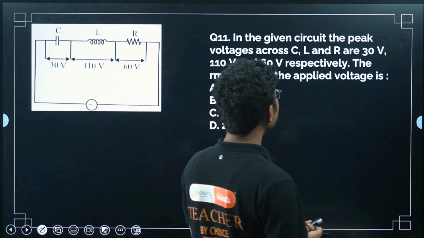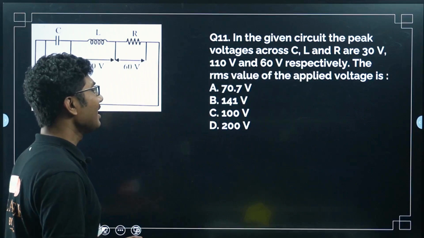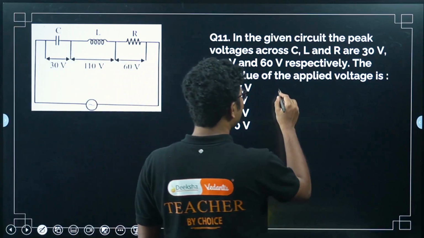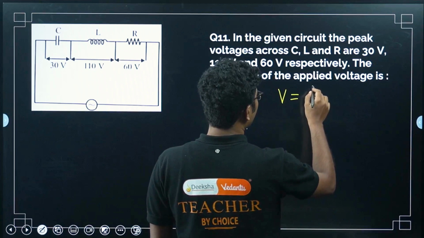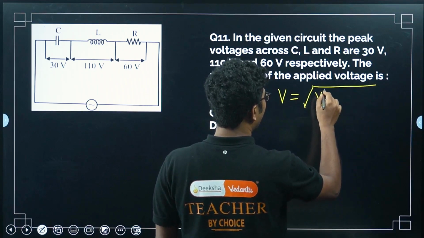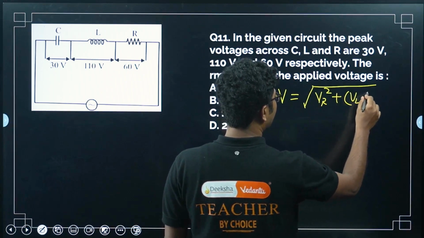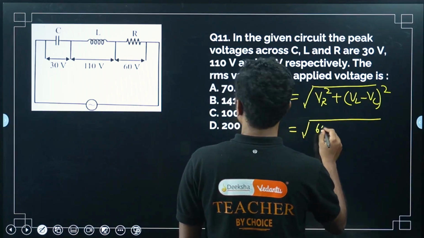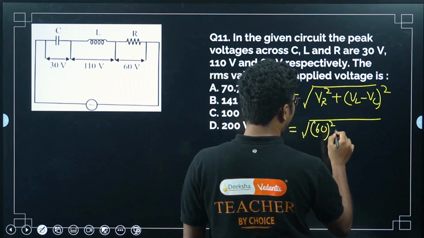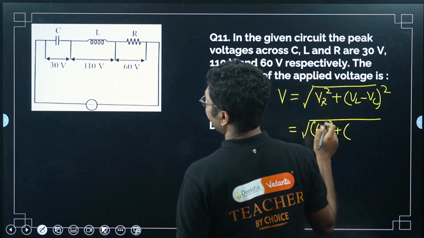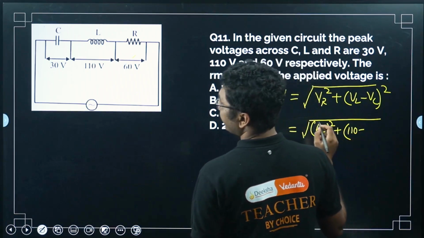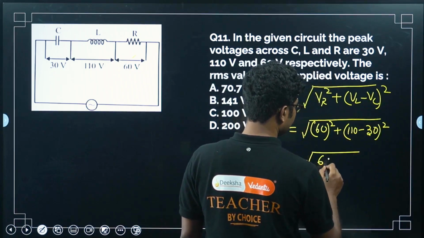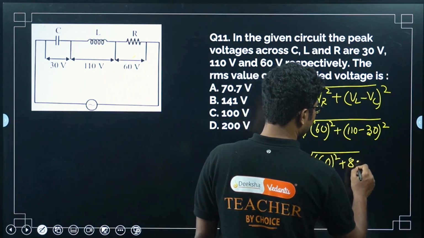Now this is another question. In the given circuit, the peak voltage across C, L and R are 30 volt, 110 volts and 60 volts respectively. The RMS value of the applied voltage. So what is the peak voltage of the applied voltage? It is basically the square root of VR square plus VL minus VC whole square. So VR is 60 whole square plus VL is 110 and VC is 30, whole square, which is 80 whole square.